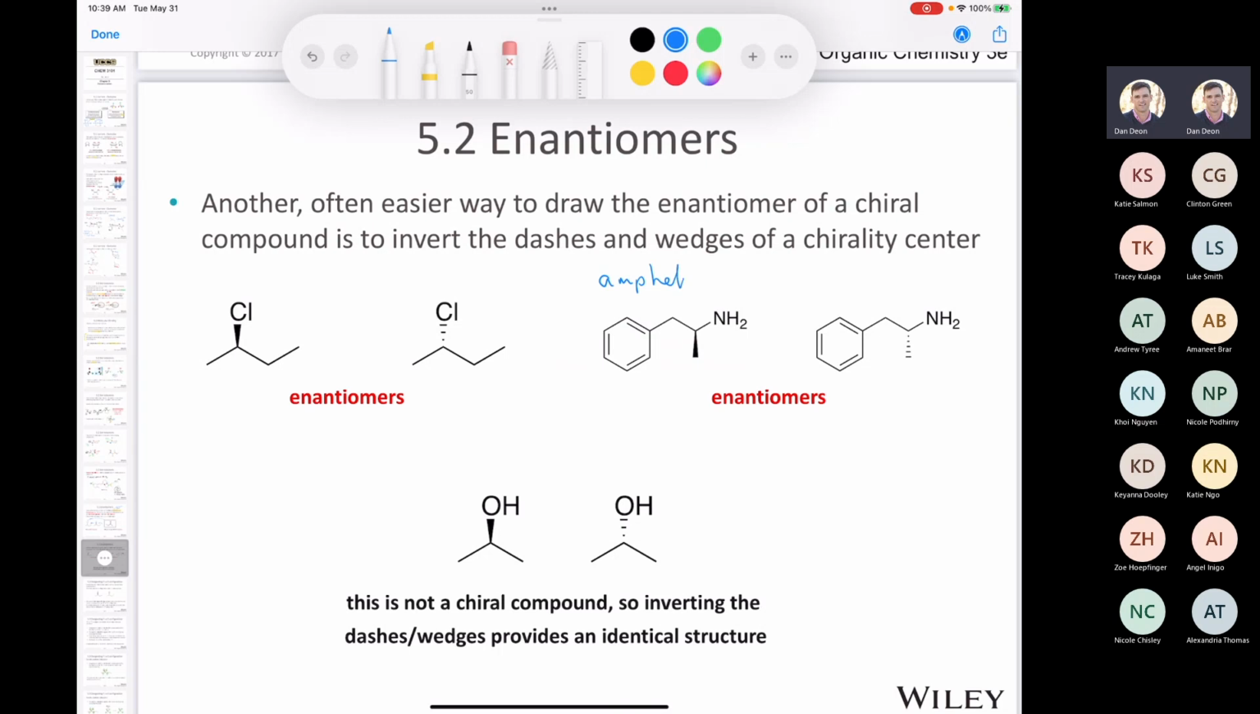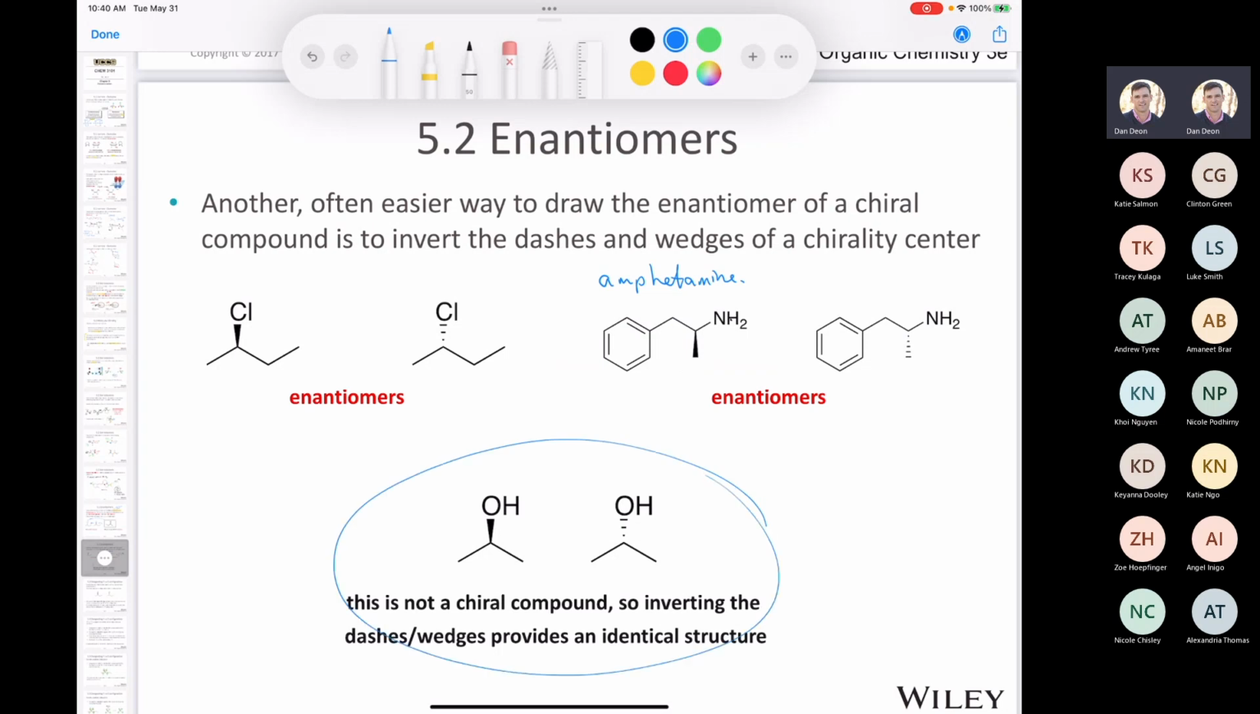Amphetamine. If you put a methyl group on here, then it becomes methamphetamine or crystal meth. Anyhow, that's neither here nor there. But you see that in amphetamine, we have one chiral center. If you want to draw the enantiomer of amphetamine, all you have to do is take the wedge and convert it into a dash. There you go, pairs of enantiomers.